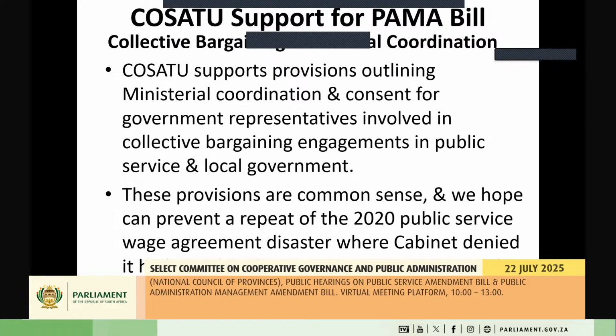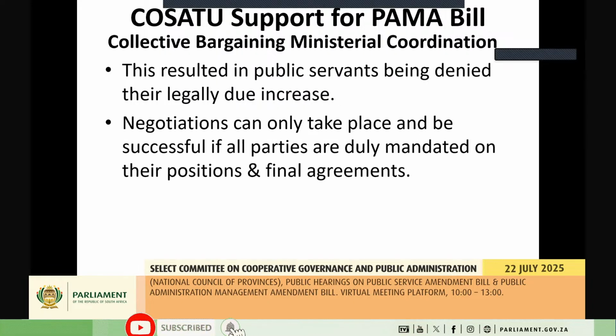We think they're common sense, but Chair, we recall that in 2020, that wage agreement, which had been signed by ministers, was then later taken to court by Treasury and Cabinet, who said it didn't have the sign off by Cabinet. That caused a real crisis in the public service. It undermined collective bargaining, labour market stability in the state, and that obviously has an impact upon service delivery. So we think, Chair, it does make sense that when ministers engage in the public service negotiations, they do have a mandate from Cabinet. Otherwise, negotiations can't take place in good faith.